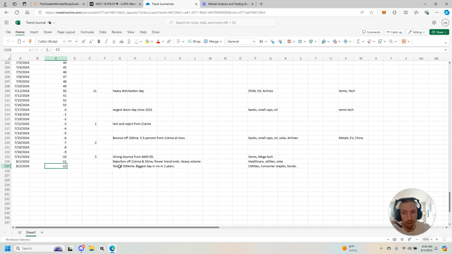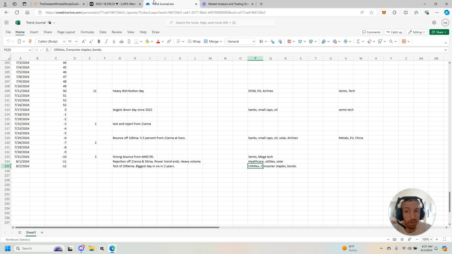On Friday, we had a test of the 200 EMA. We also had the biggest day in VIX in over 2 years, so that was a crazy move in the VIX. And then the leaders of the market on Friday were utilities, consumer staples, and bonds. So what does that tell you? That is a risk-off environment. Those are all defensive stocks and ETFs. So we are seeing more of a risk-off environment instead of a risk-on environment.